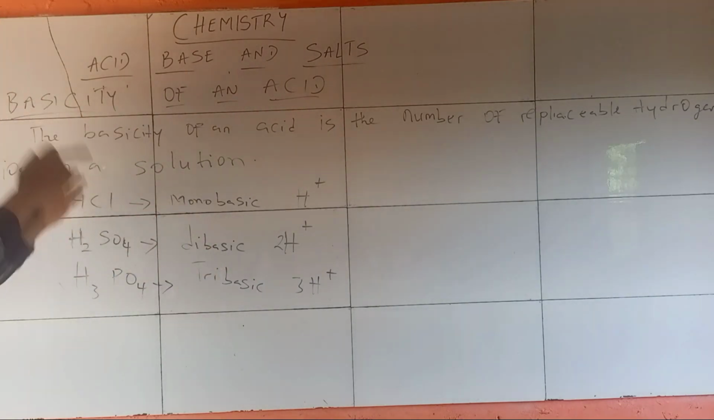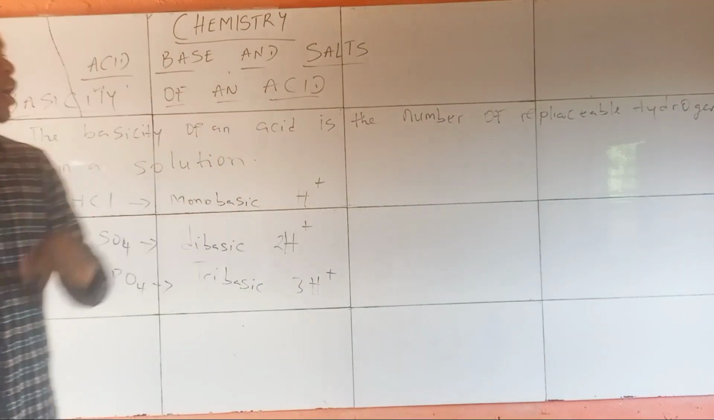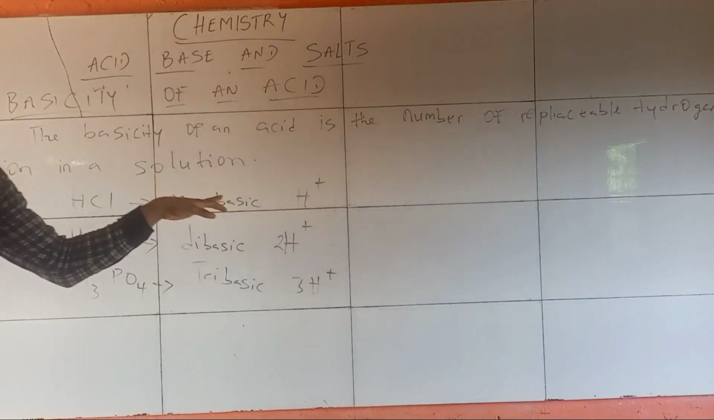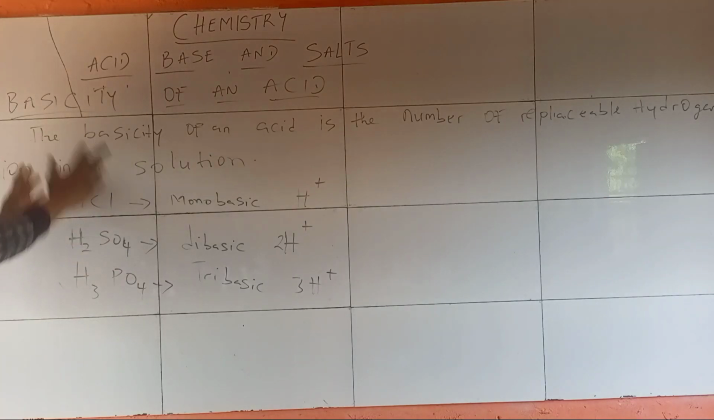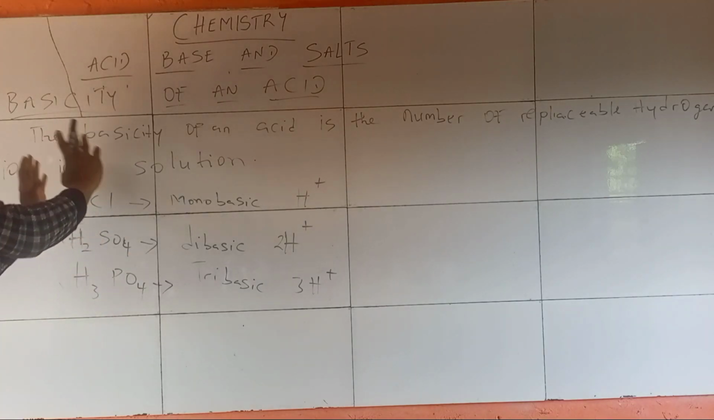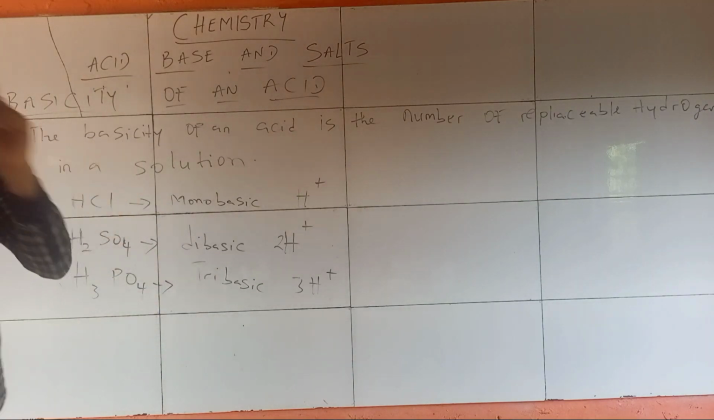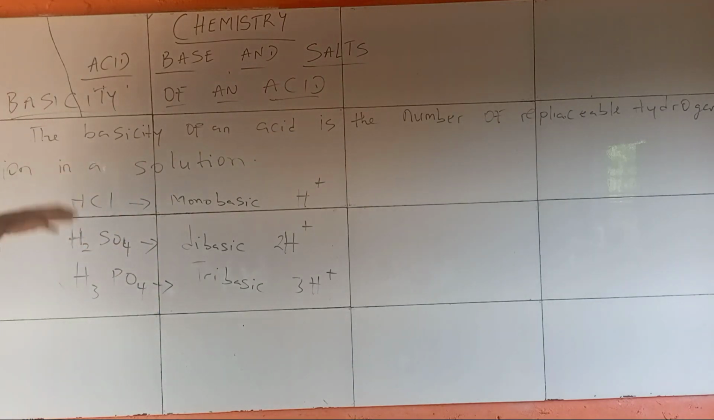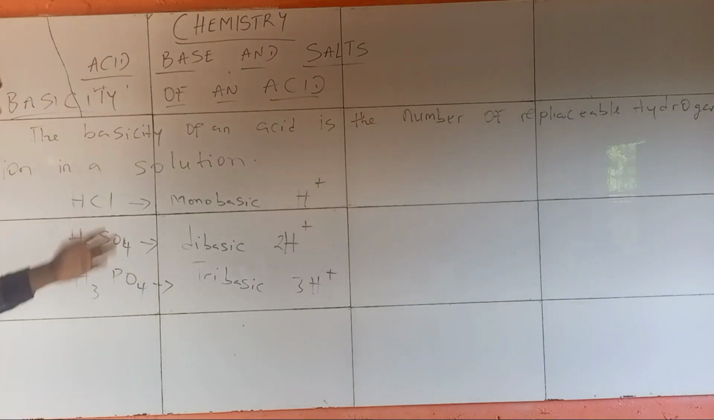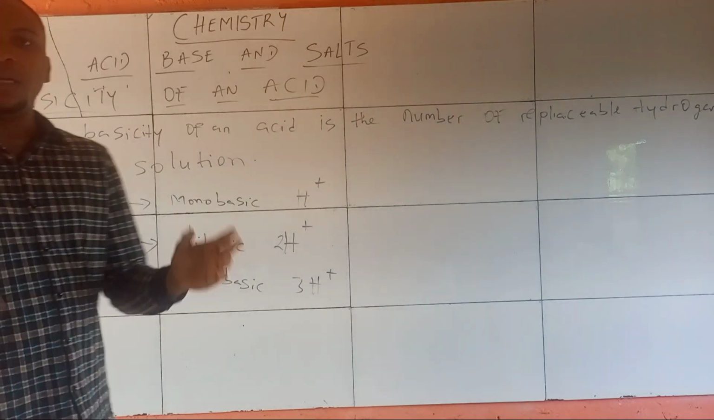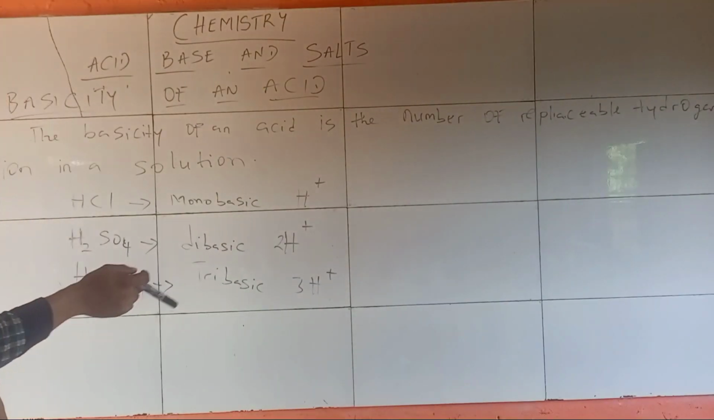So what you need to understand under basicity of an acid is what? Number of replaceable what? Hydrogen ion in a solution. And these are some of the acid. I have to list them out to give you their basicity. Hydrochloric acid, monobasic, 1 hydrogen ion. Sulfuric acid, dibasic, having what? 2 hydrogen ion. Phosphate acid, having what? 3 what? Hydrogen ion in it. Just like that, and so on and so forth.